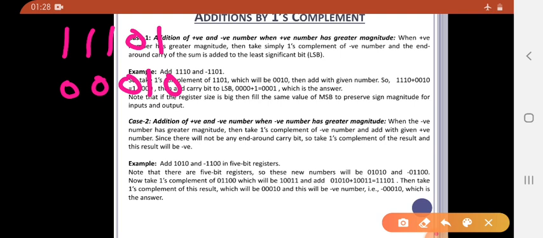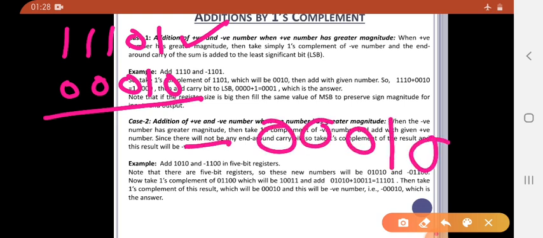In the last line, it said, since there will not be any end around carry bit, so take ones complement of the result. That means this is my result and this is my ones complement, and this result will be negative. So you have to write it like this, minus 00010. So this will be your answer. So this is the solution of this question and this technique.